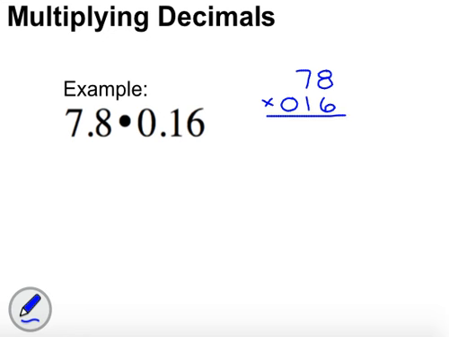I'm going to do my regular multiplication. 6 times 8 is 48. Carry my 4. 6 times 7 is 42. Plus 4 would be 46.